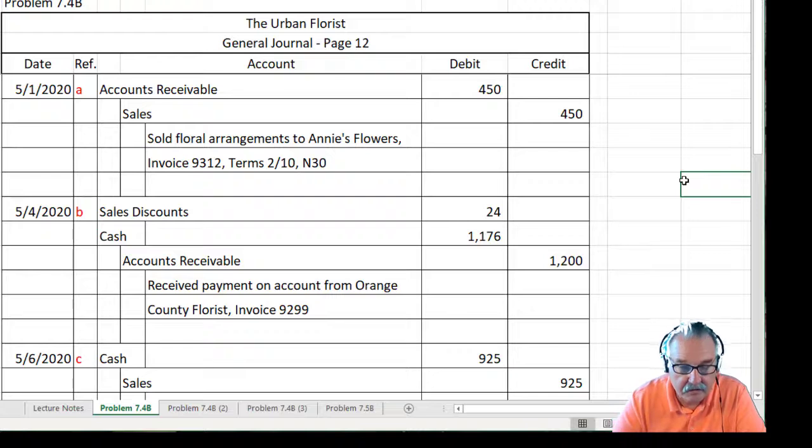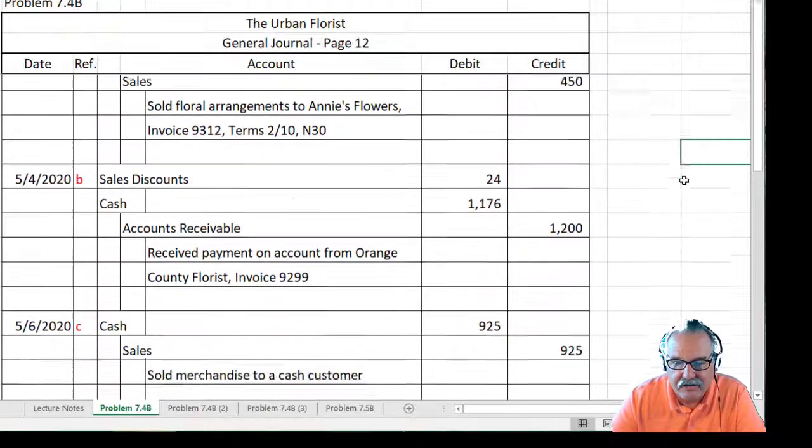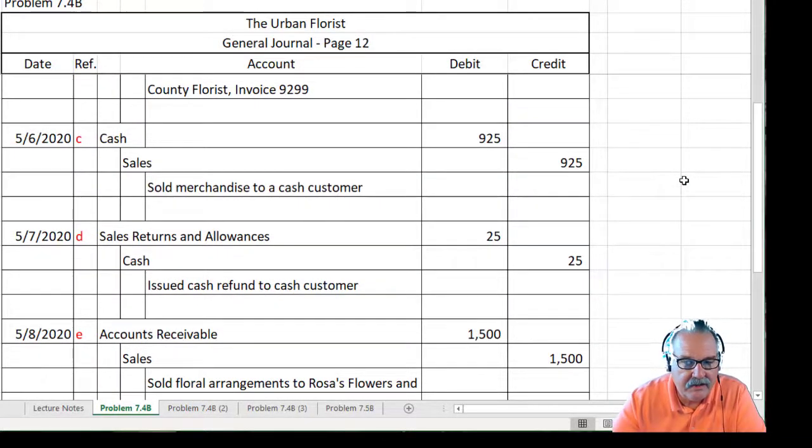Transaction C, which was on May the 6th, it says sold merchandise totaling $925 in cash to a new customer. We'll call him just a cash customer. And that transaction is going to be a debit to cash. So in other words, a customer walked into the store, they paid us $925 for flowers or whatever, and it might have been even more than one customer. And we credit sales. So this is to a cash customer.